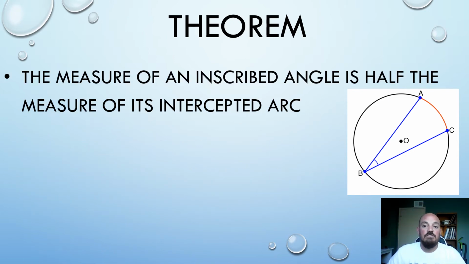The measure of an inscribed angle is half the measure of its intercepted arc. And again, it makes it very, very simple. So throw some numbers in there. Let's say I told you arc AC was 50 degrees. Angle ABC is 25 degrees. That's half. Or let's say I did it backwards. Let's say I told you angle ABC was 20 degrees. Then arc AC is 40 degrees.